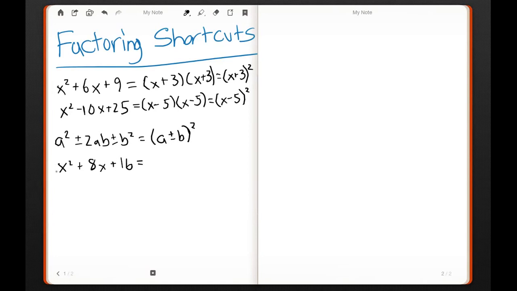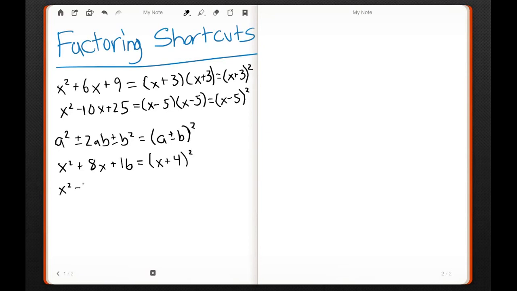So the square root of the 1 here is 1, and the square root of 16 is 4. So a is 1 and b is 4. Now we have to make sure that the coefficient of x is 2ab. So 2 times 1 times 4 is going to be 8. And we have that here. So because of this, we can factor this in one step. A squared plus 2ab plus b squared equals a plus b squared. So a is 1, so 1x, and b was 4, so x plus 4 squared. Done.